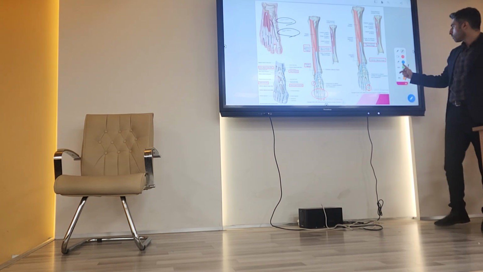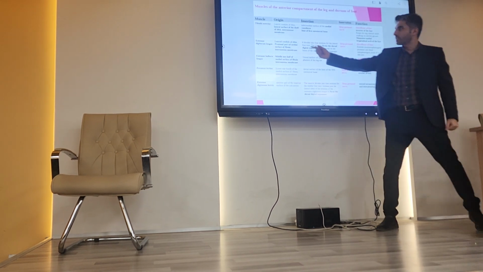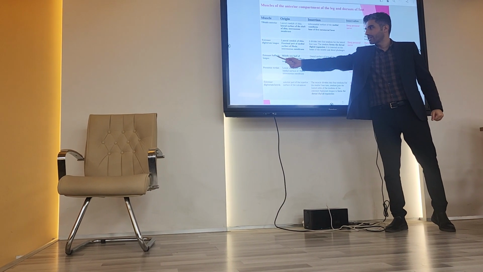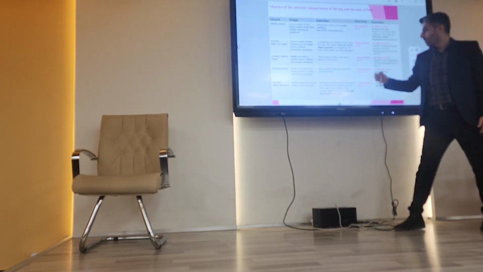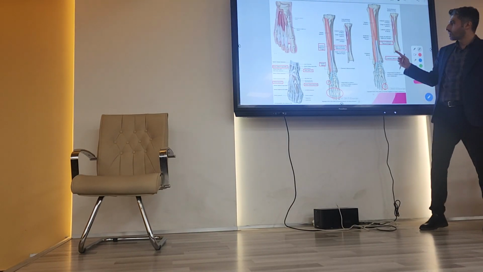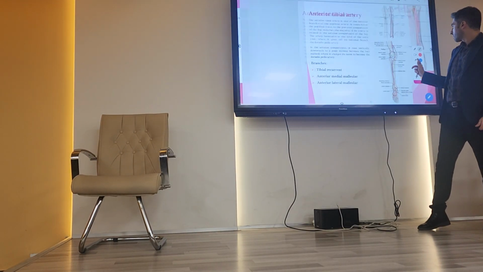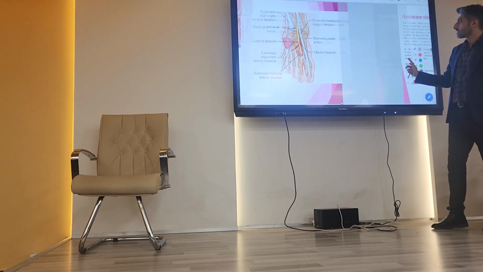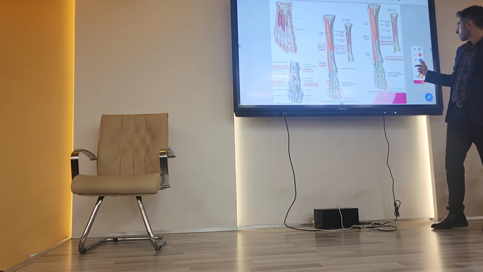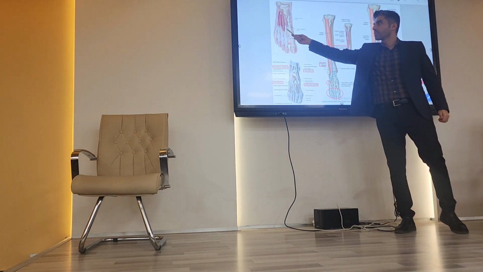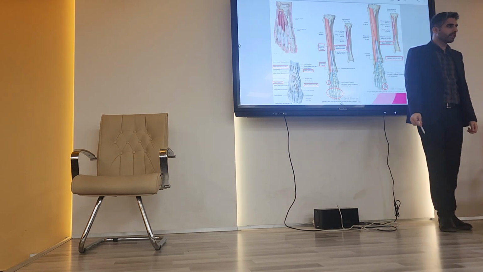Look at the names: extensor hallucis brevis, extensor digitorum brevis. We have the longus here, extensor digitorum longus, extensor hallucis longus. The longus muscles are extrinsic, and the brevis muscles are intrinsic. Did you get that?